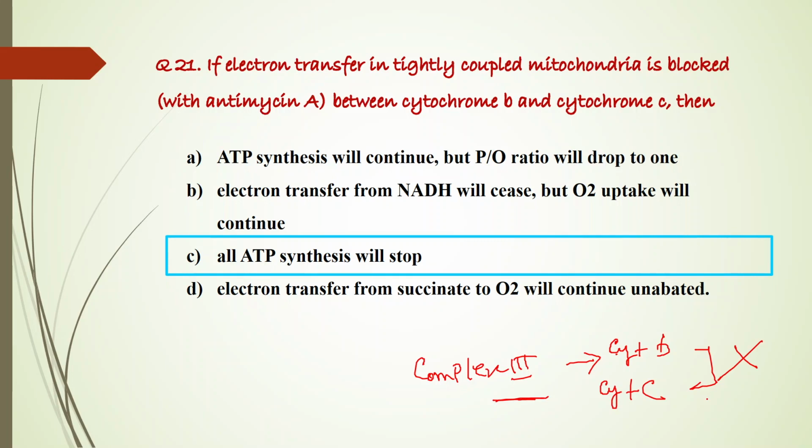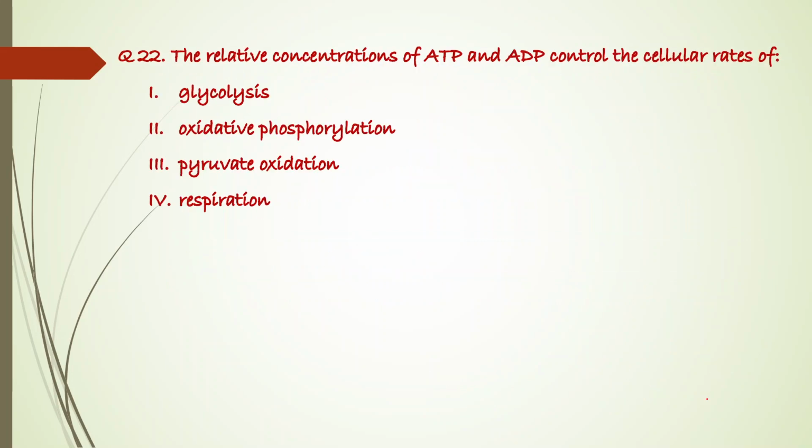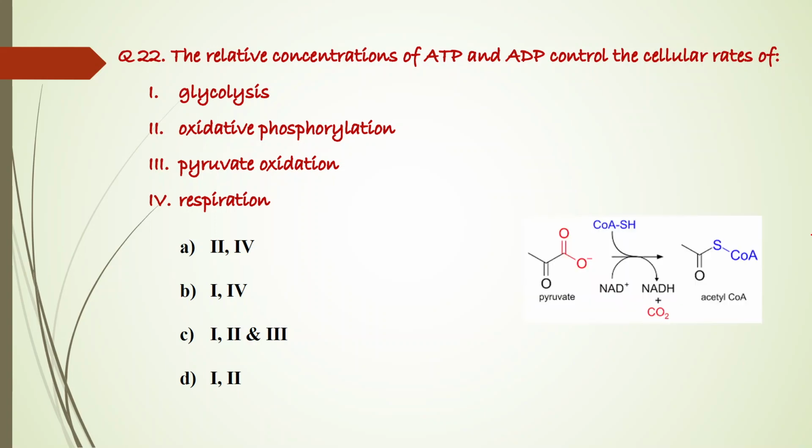Okay, so let us move to the next question. It states: the relative concentration of ATP and ADP controls the cellular rates of what? So we have our ATP and ADP, the adenosine triphosphate and diphosphate. What are the processes they are basically involved in? Now, obviously we know the first is glycolysis.